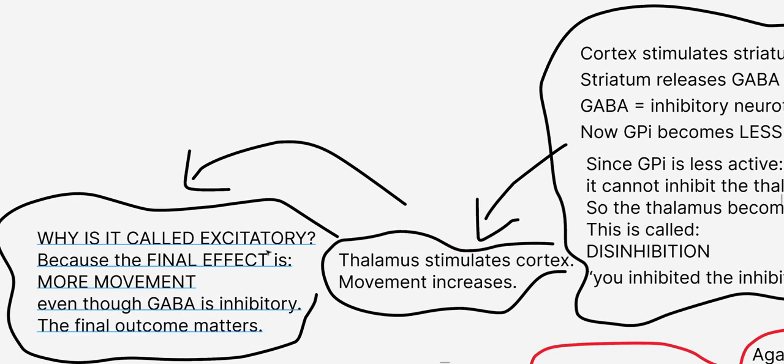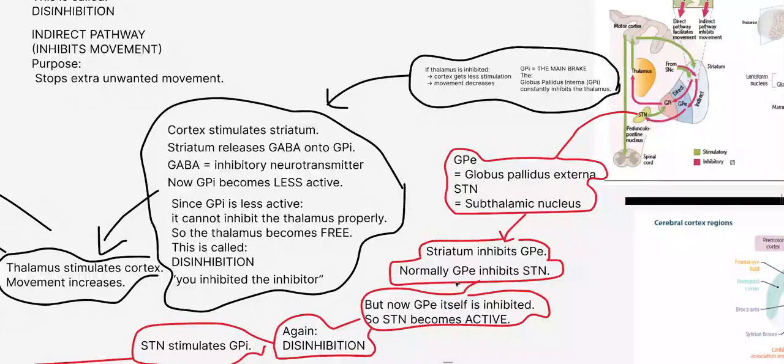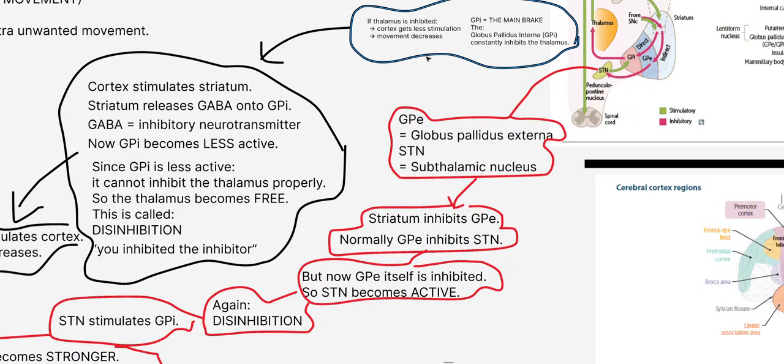Why is it called excitatory? Because the final effect is excitatory. Even though GABA is an inhibitory neurotransmitter, the final effect is more movement. The final outcome matters, and that's why we call this the direct pathway. So the direct pathway summary is basically the striatum inhibiting the GPI, which means less inhibition, and the thalamus and motor cortex becoming free and enabling movement. So the direct pathway, you can remember it does movement. The direct pathway is always creating movement.